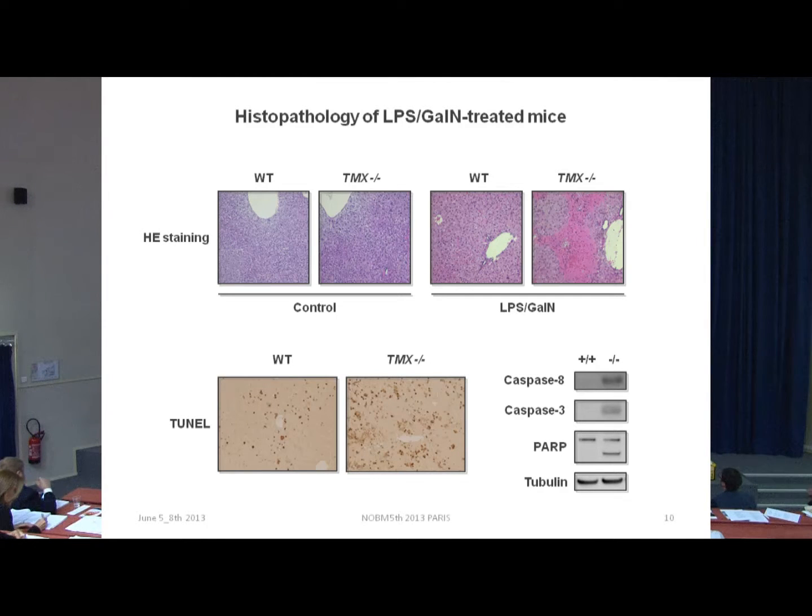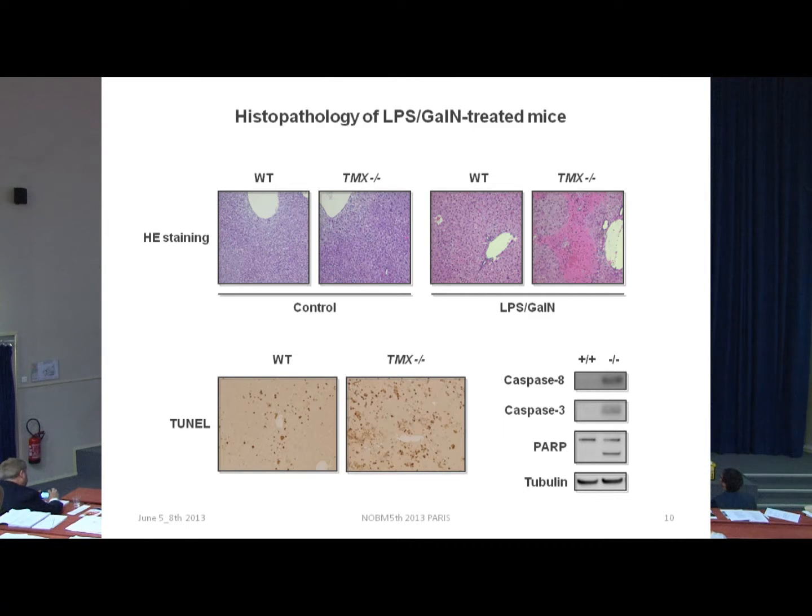Two to three years ago, we found TMX appeared to be involved in the regulation of the inflammatory direction. We found this in TMX negative mice. Without doing anything, the mice lived happily without any phenotype. However, when you introduce a hepatotoxic insult with LPS and GalNAc, this LPS-GalNAc model is to induce the inflammatory changes of the liver.